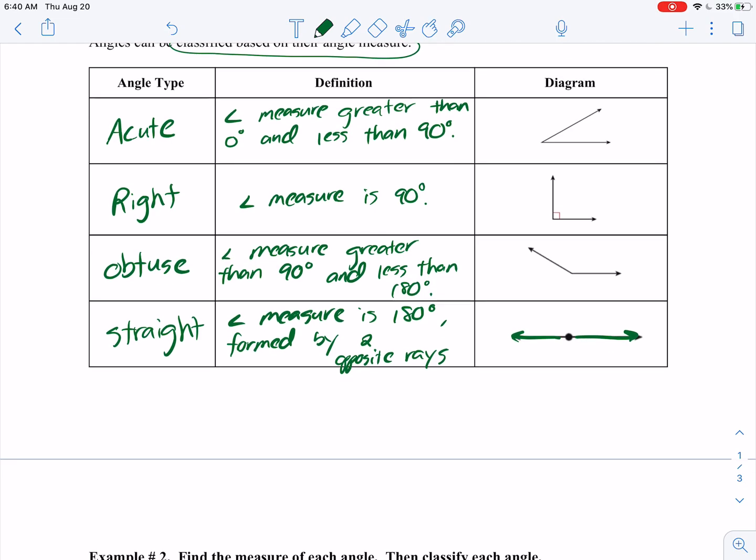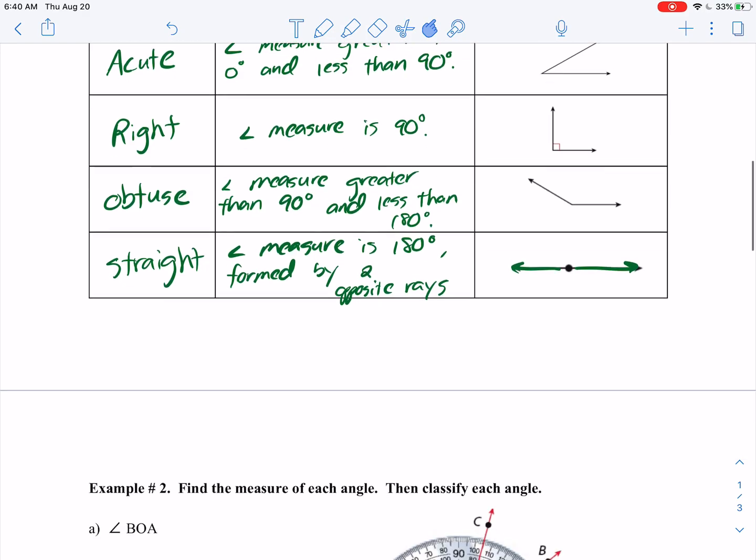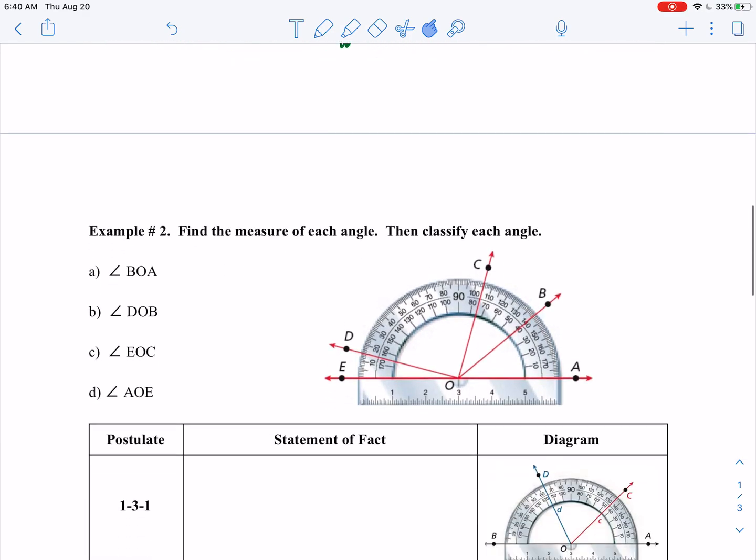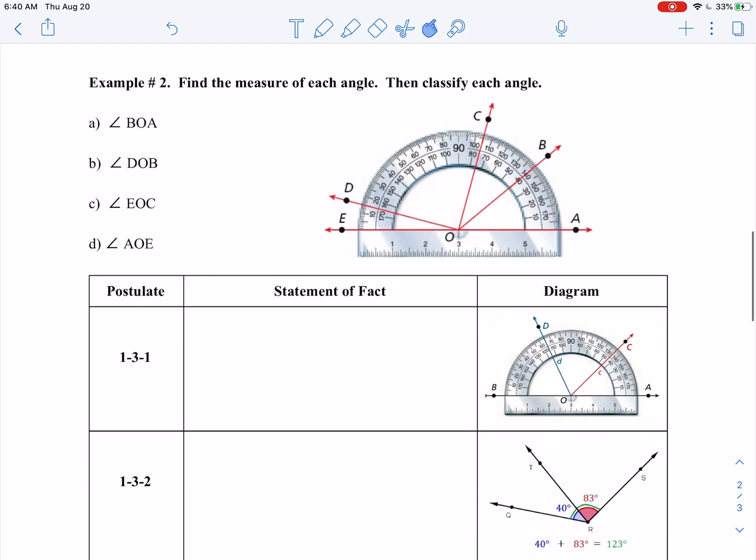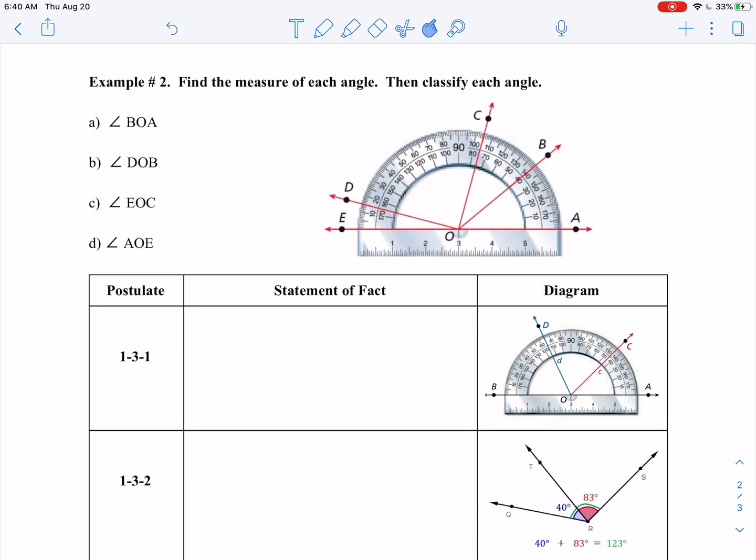Okay, let's go measure some angles using a protractor, and then we'll classify them. This is an example of a protractor. I have a couple in class that we might use later on this year.